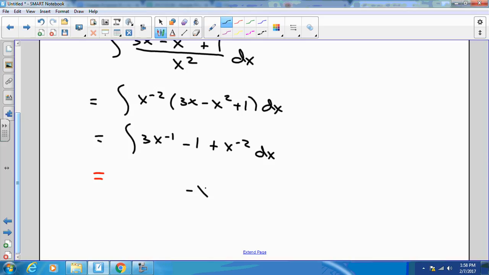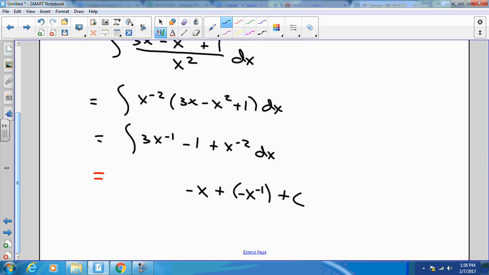Let's start here. The -x was correct. And what about the x to the -2 power over here? It's negative x to the negative 1. There you go.